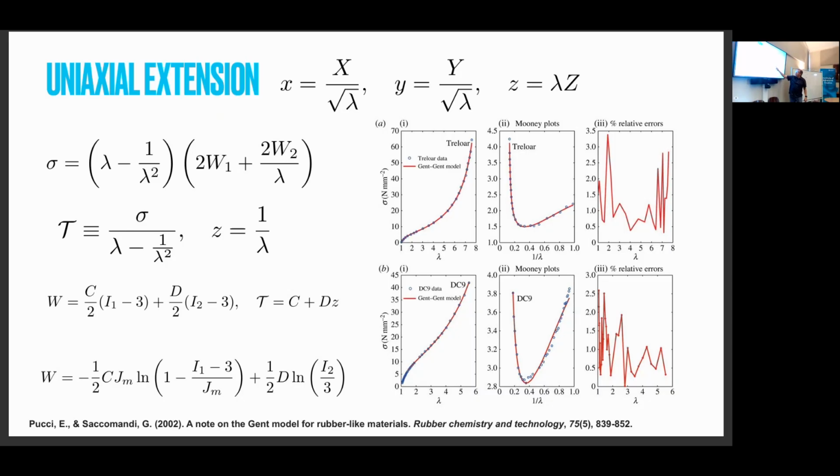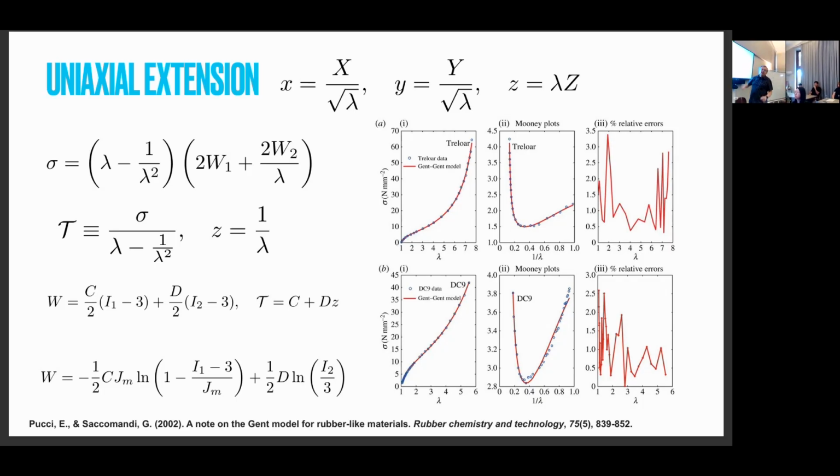Here I have another kind of data, which is not Treloar's, because Treloar's was data taken during the 40s, so the device to take this data was limited. So I took some data by Dobrin and Carrillo, which was done with better devices in the 80s. And as you can see, also in this case I have very low relative errors with this model.